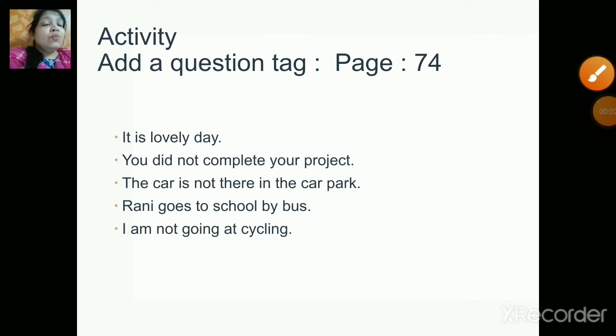Now children, let us do one activity which is from your grammar book, page number 74. Your first sentence is, it is lovely day. Come on, you can quickly start writing the correct answers in your notebook and we will cross check with the answer keys. Your first sentence is, it is lovely day.